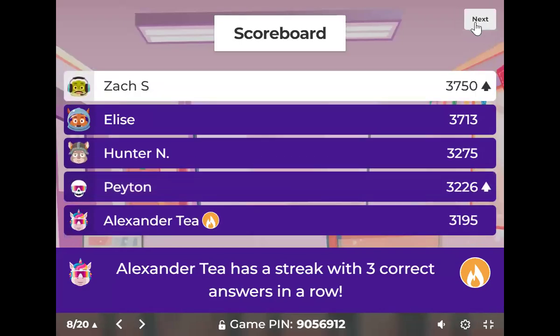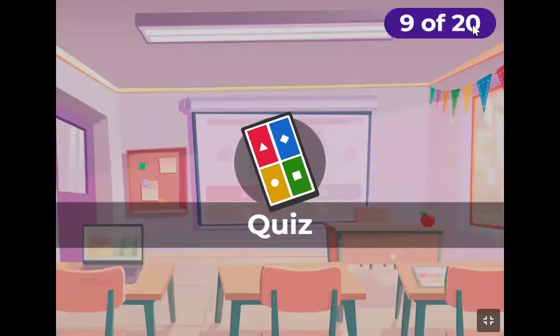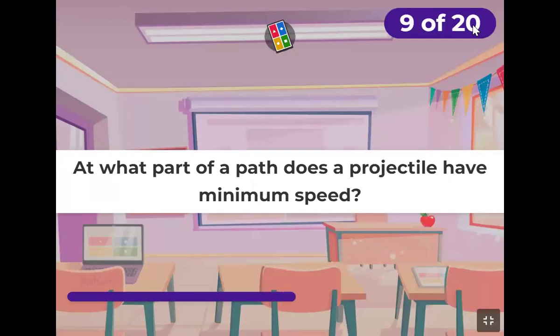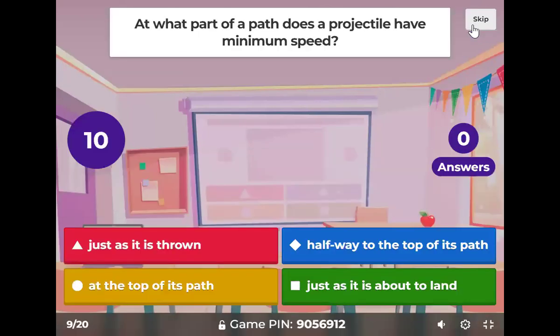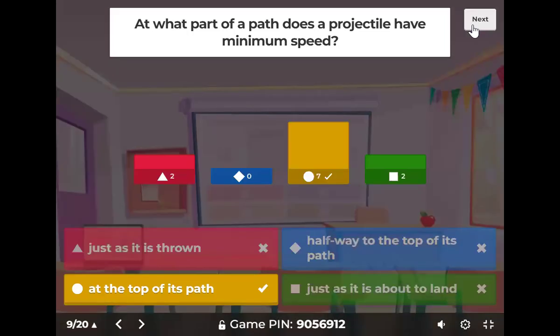We got Alexander on fire. Peyton, Hunter, Elise, Zach. What part of its path does a projectile have minimum speed? Yep, very top, very top.